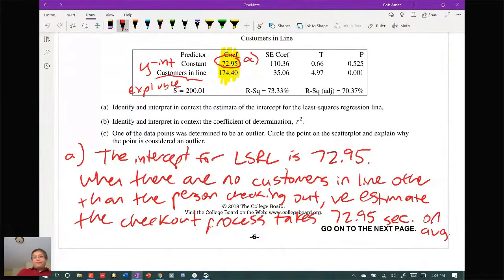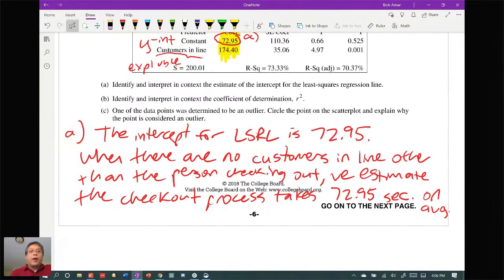Part B, identify and interpret in context the coefficient of determination R squared. So now here is everyone's favorite part. There are two things that say R squared, right? Don't use R squared adjusted in AP. It has a use in more advanced statistical methods. This is not the time to use it. This is the one that you want. So this is our R squared value in part B.